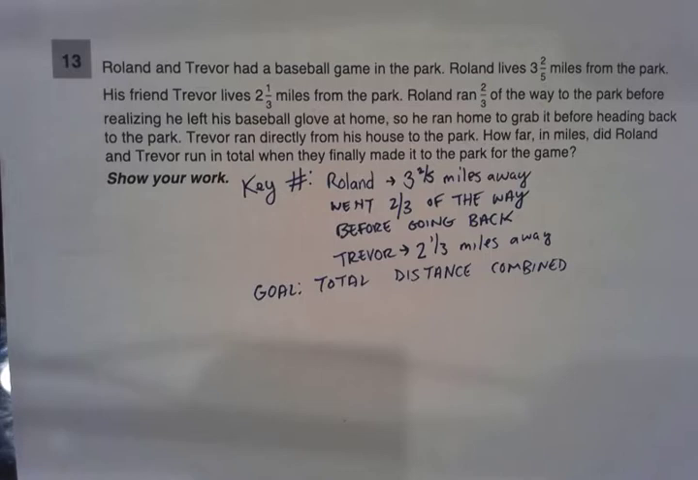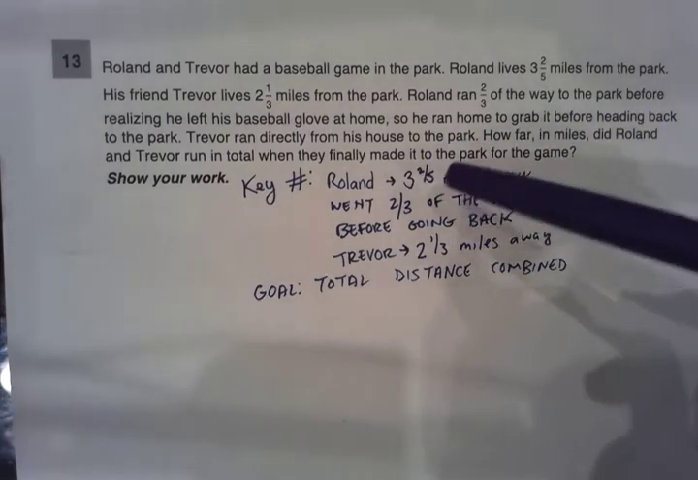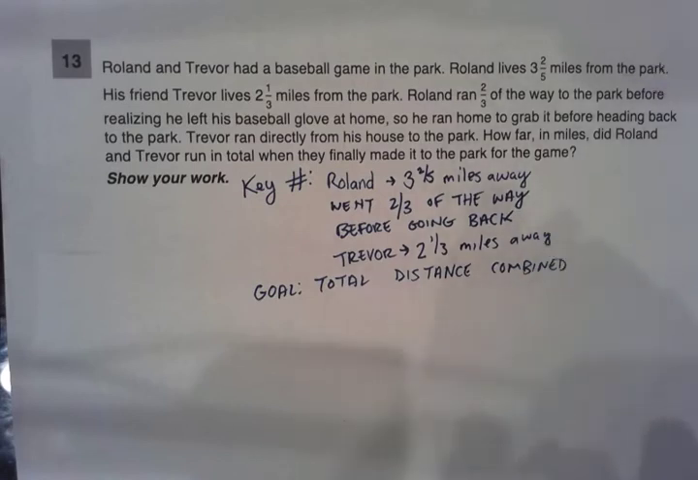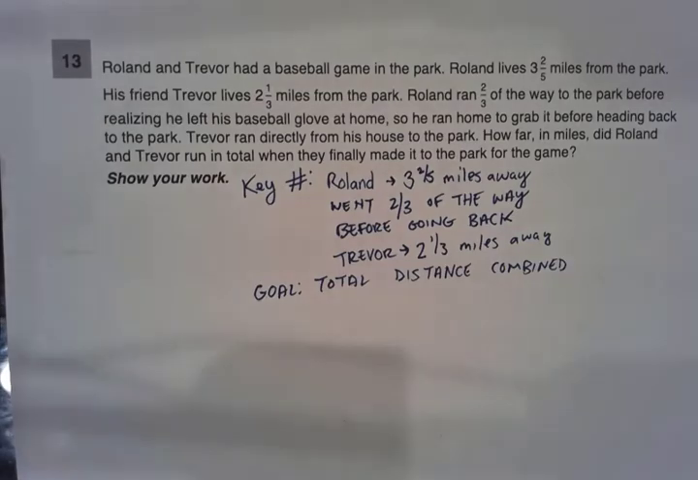Trevor ran directly from his house to the park. How far in miles did Roland and Trevor run in total when they finally made it to the park for the game? So our key numbers are that Roland is 3 2/5 miles away. He went 2/3 of the way before going back, and then Trevor has a total distance of 2 1/3 miles, and the goal is to find the total distance combined.